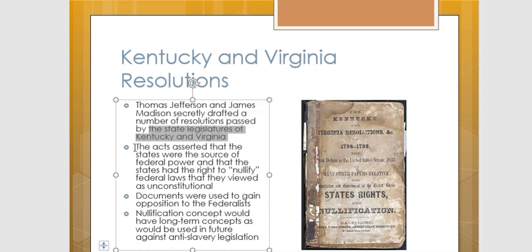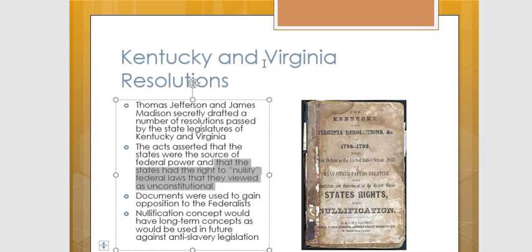And they're going to basically be the anonymous writers of laws that are passed by those states. Here's what they're arguing: because the federal government draws its power from the states, the states have the right to nullify federal laws that they view as unconstitutional.